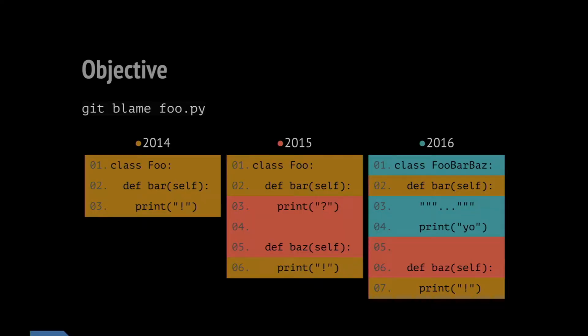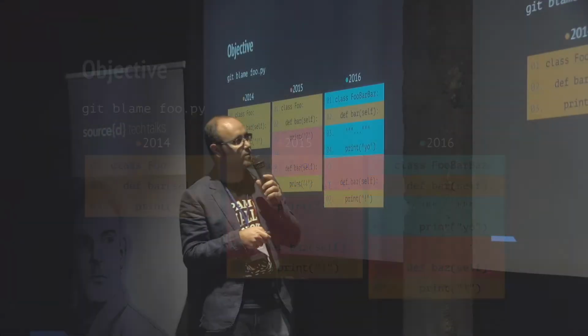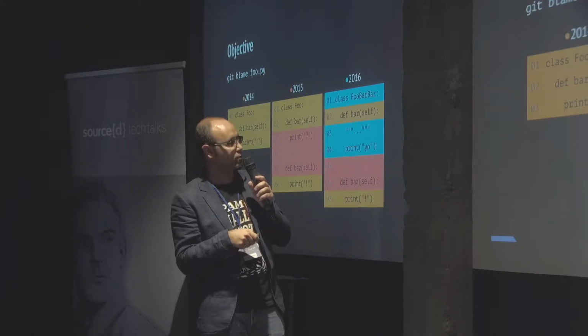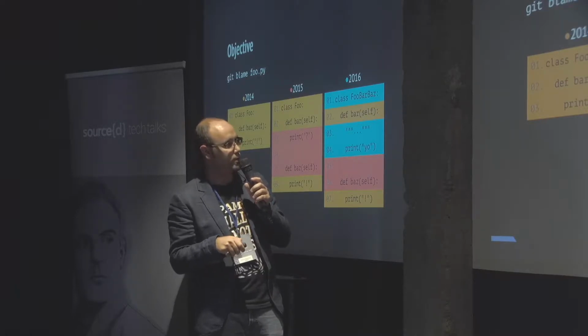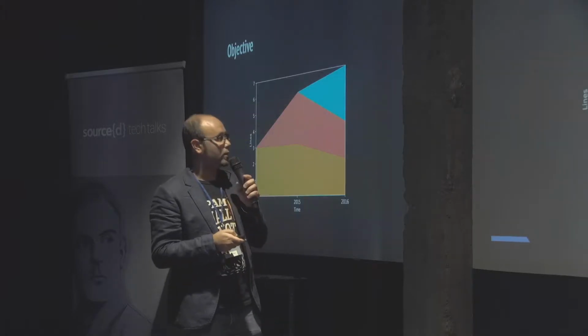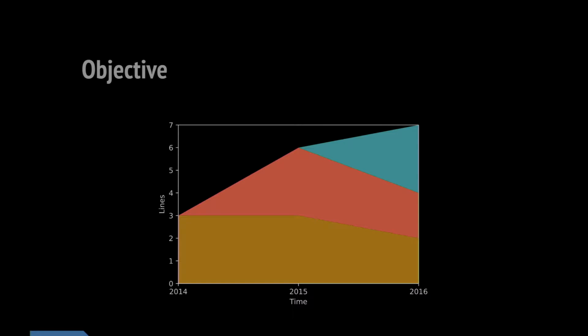So in this example, you have some abstract file foo.py, and you have 3 years: 14, 15, 16. Initially, you had 3 lines. Then you had a commit which inserted 3 lines in the middle. And the 2016 commit renamed the class, so that line is no longer alive. It removed a line and inserted 2 lines here. So the line burn down chart would look like that.